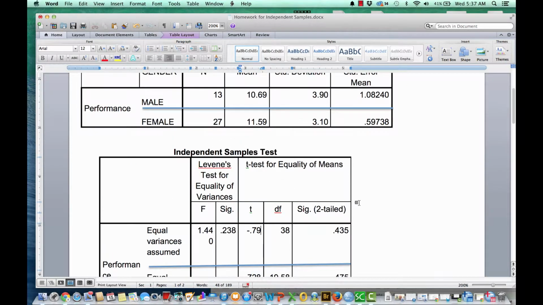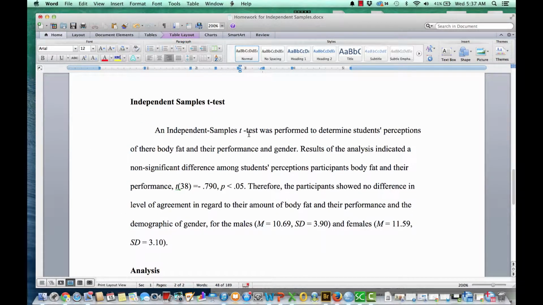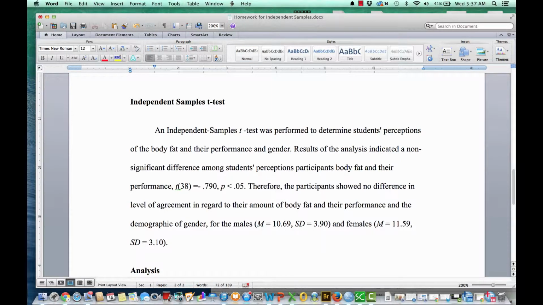All the numbers here correspond to filling in this. An independent samples t-test was performed to determine students' perceptions of their body fat and their performance and gender. Okay. Results of the analysis indicated a non-significant difference between the students' perceptions of their body fat and their performance.